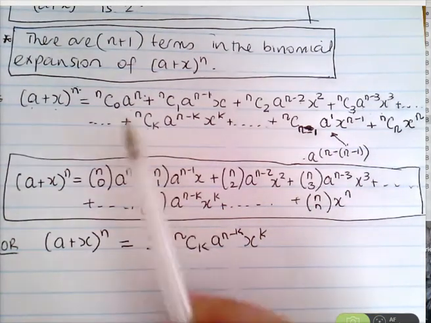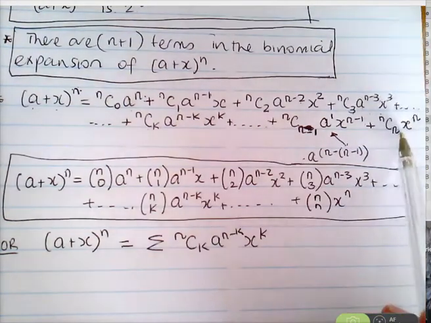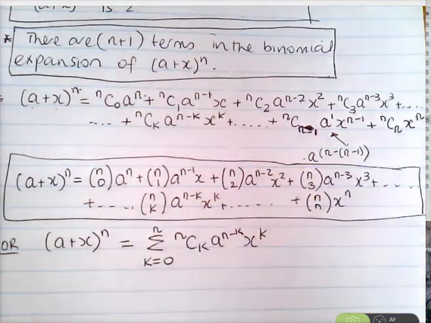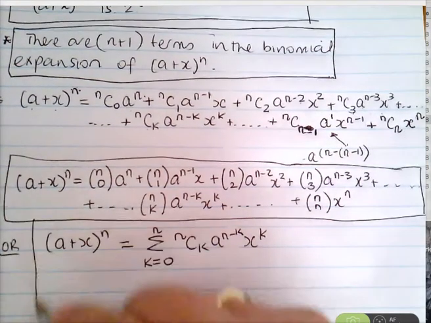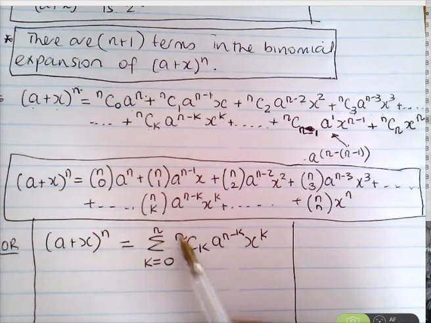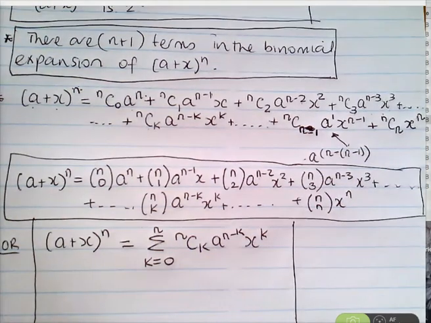So of course it starts from k is 0, and then k is 1, 2, all the way up to k is n. So we start from k is 0 all the way up to k is n. So the binomial expansion can be written in sigma notation as follows. (a + x)^n is the sum from k = 0 to n of the general term nCk a^(n-k) x^k.